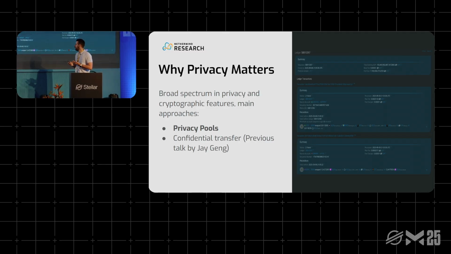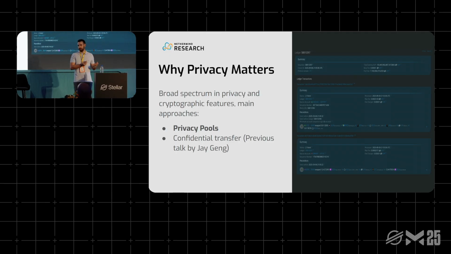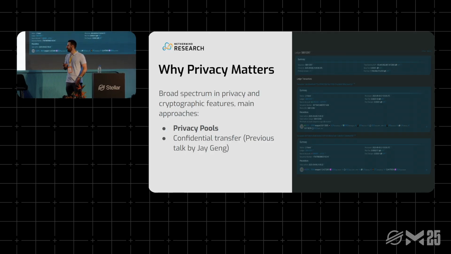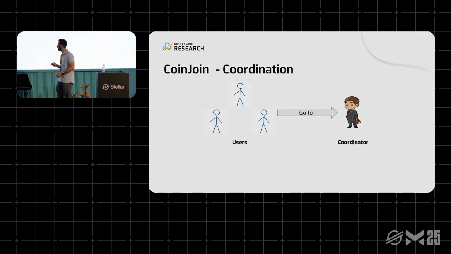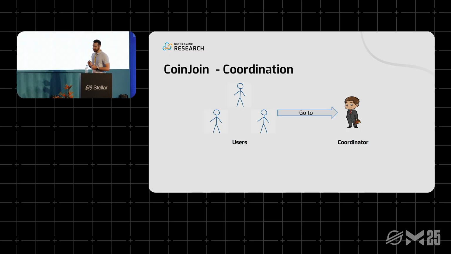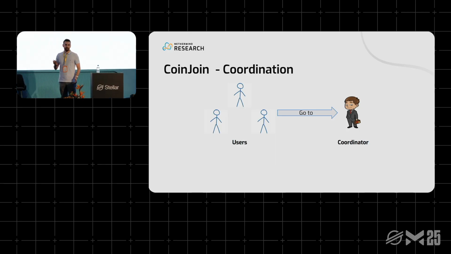Now, broadly speaking, there are two primary solutions to achieve that, which is confidential transfer that Jay has already presented before me. And I definitely recommend to go and talk to him if you have any questions on the topic. But mostly I will be focusing on privacy pools and how we can build that on Stellar. So, OK, that's CoinJoin. CoinJoin has been one of the first pool solutions that existed in the blockchain.